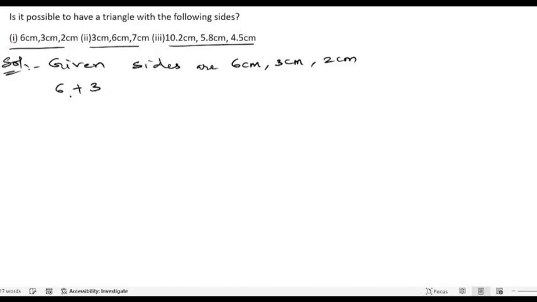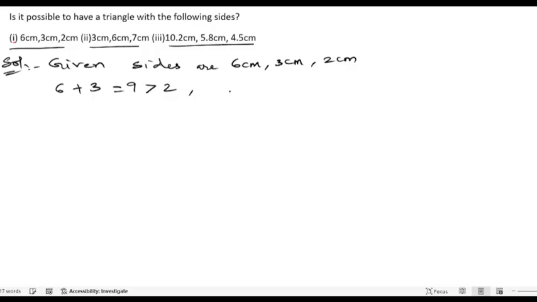The basic rule to remember is that to draw a triangle we need to add any two sides. The sum of any two sides should be greater than the third side. If any side is greater than the sum, then the triangle is not possible. Let us take this one. 6 plus 3 is 9, which is greater than 2.